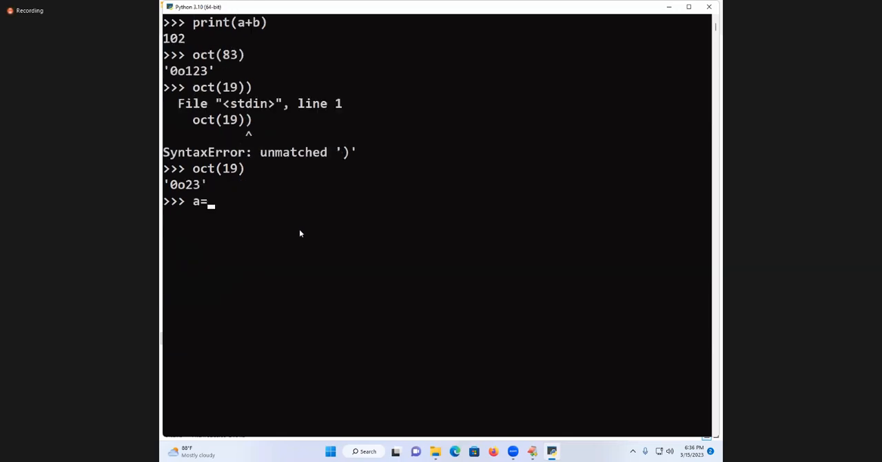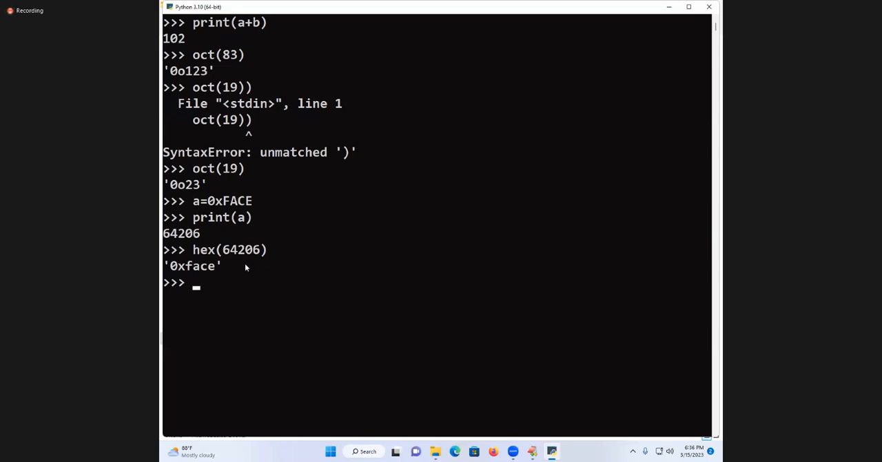Last and final, A is equal to 0xFACE. You print the A value now directly. The hexadecimal value is automatically converted into an understandable format for the programmer. To convert back to hex, there is a function called hex. What is that now? 64206. Its answer is 0xFACE. Did you understand, guys?